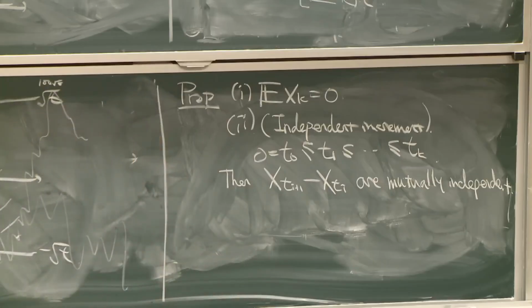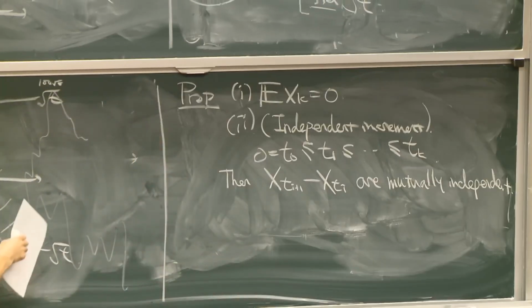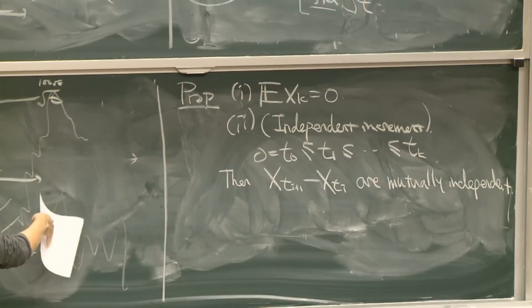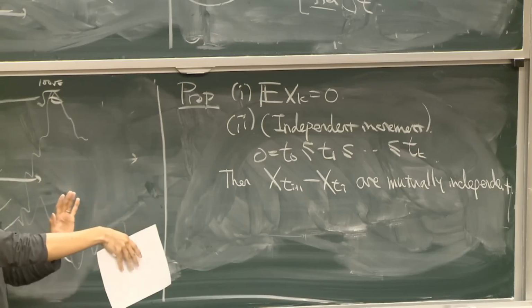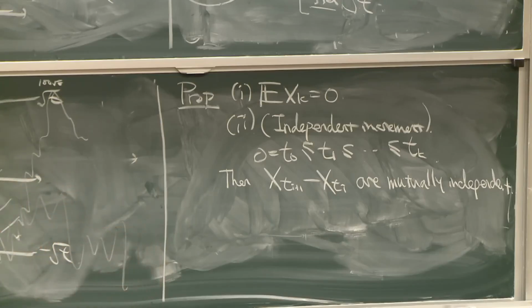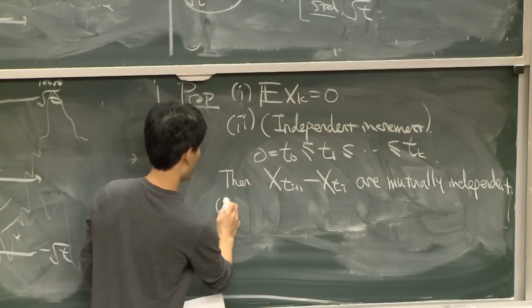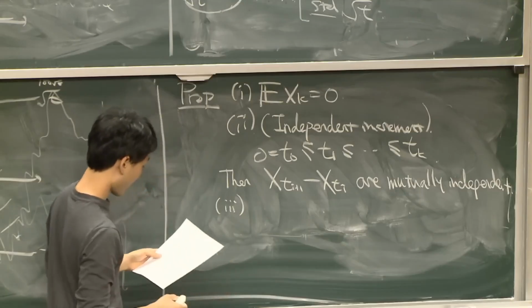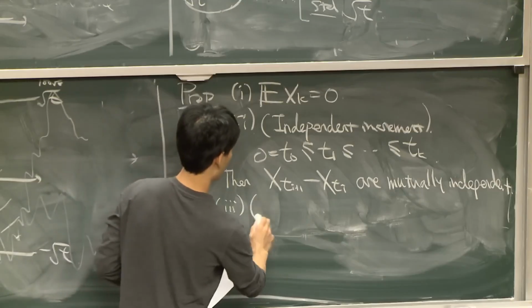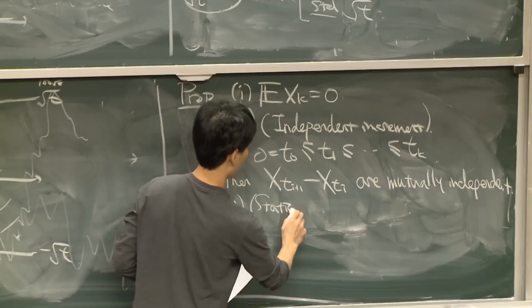So what this says is, if you look at what happens from time 1 to 10, that is irrelevant to what happens from 20 to 30. And that can easily be shown by the definition. I won't do that, but try to do it as an exercise. Third one is called stationary, so that's a property.